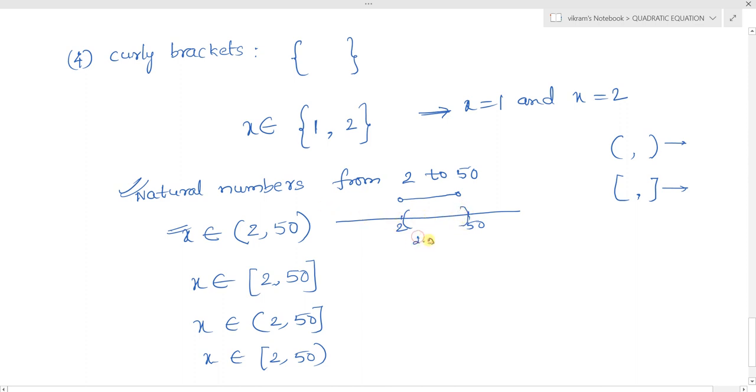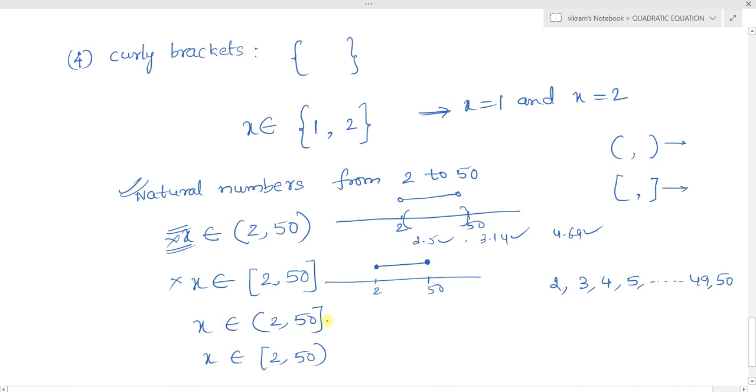That means 2.5 is also taken, 3.14 is also taken, and 4.69 is also included in this type of interval. But the question asks only for natural numbers, which are 2, 3, 4, 5, 6 and so on up to 49 and 50. Only these values have to be represented. The closed interval represents all the values between 2 and 50 including 2 and 50, so 2.1, 2.3, 2.4, all values are included, but it is also not our required solution. The same goes for the half-open ones, with 2 open and 50 closed, which are also not our requirement.